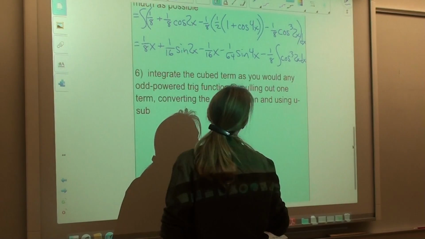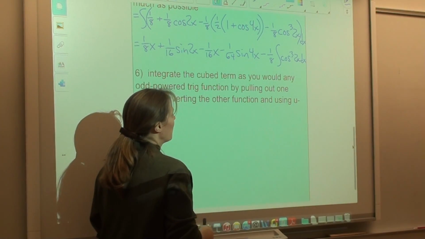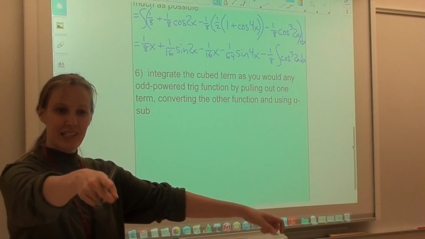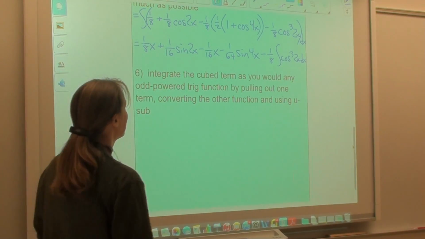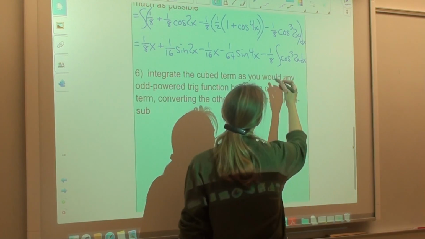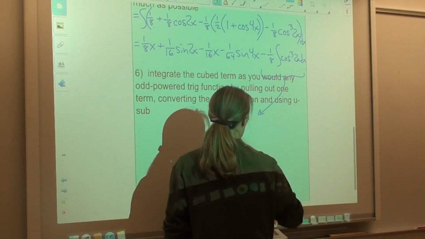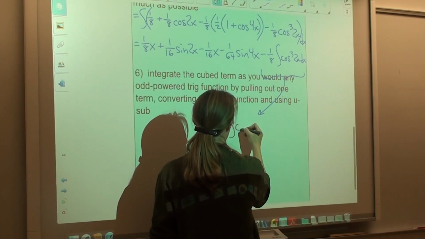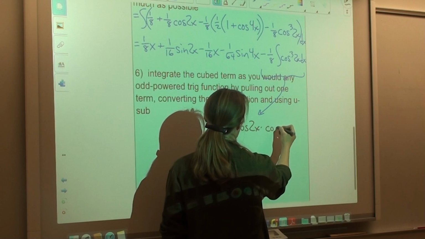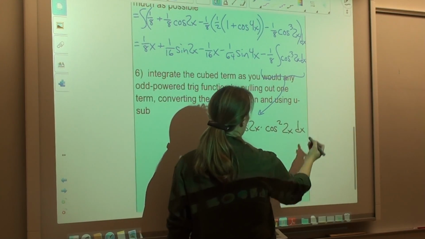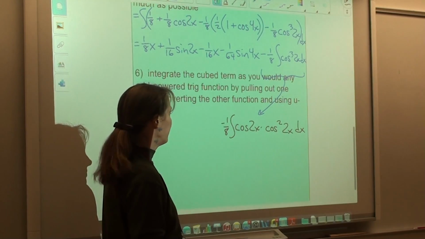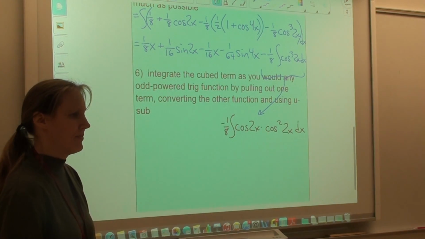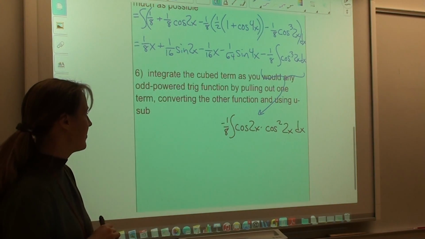Okay, let's focus on that guy for a minute. How do I integrate cosine cubed? What do I do first? Pull out a single cosine, right? Joey, what do I do next? Write cosine squared in terms of sine.